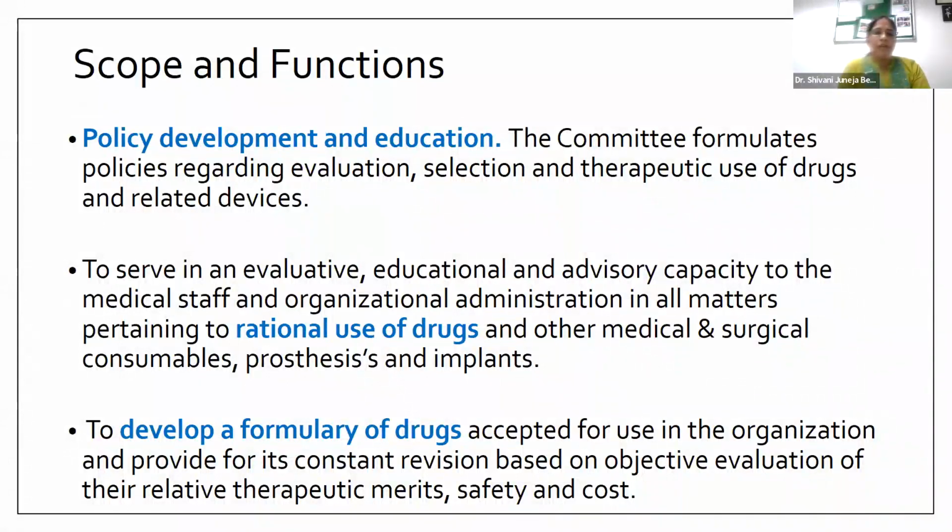The next is to develop a formulary of drugs which is accepted for use in the organization and provide its constant revision based on the objective evaluation of their therapeutic efficacy and safety. I'm just giving an example: a formulary of drugs in a hospital is revised every year based on the various drug requests which have come up. The hospital is already having a formulary, but this is a continuous process, and various drug requests come at regular intervals, and which are to be included in the formulary and which are not is decided by the PTC, because the efficacy and the safety of the drug has to be considered. It's a very vital thing before we introduce any drug. And evidence-based medicine needs emphasis with respect to addition of a drug in the formulary.